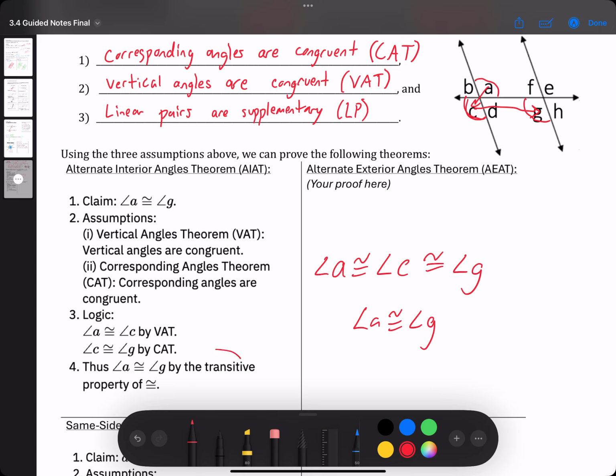That's what we mean by the transitive property. It's that if three things are the same as each other, then the two on the end are the same as each other.